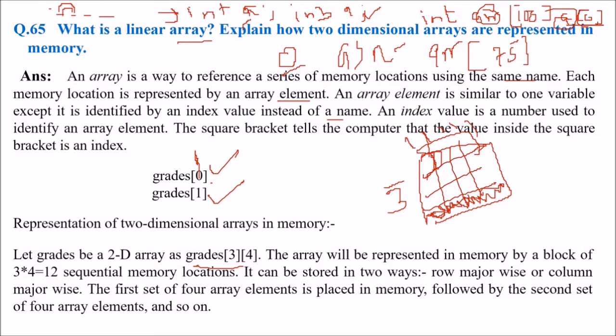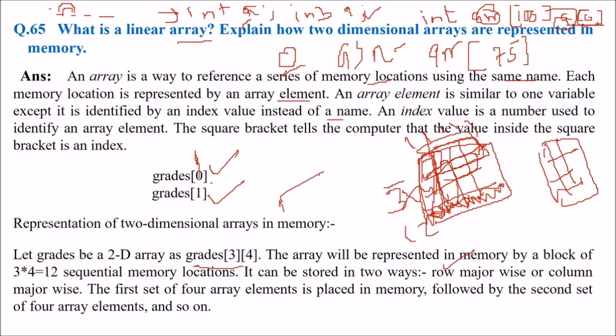So, can you think of how this is stored in memory? Is this stored in the memory in this form, or any other form? The array will be represented in memory by a block of how many? 3 into 4, so 12 sequential memory locations. So you can store it row by row, or you can store it column by column. So we say it as row major wise or column major wise. The first set of four array elements are placed in the memory, followed by the next 4, then the next 4, and so on, 3 times, because this is 3 into 4.